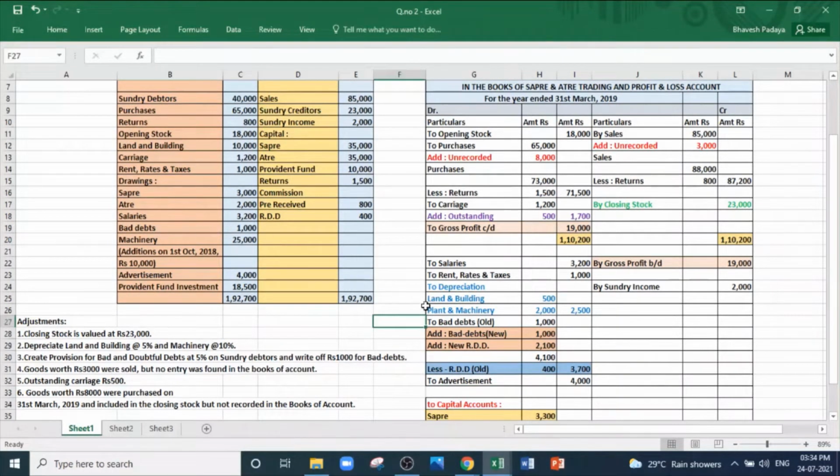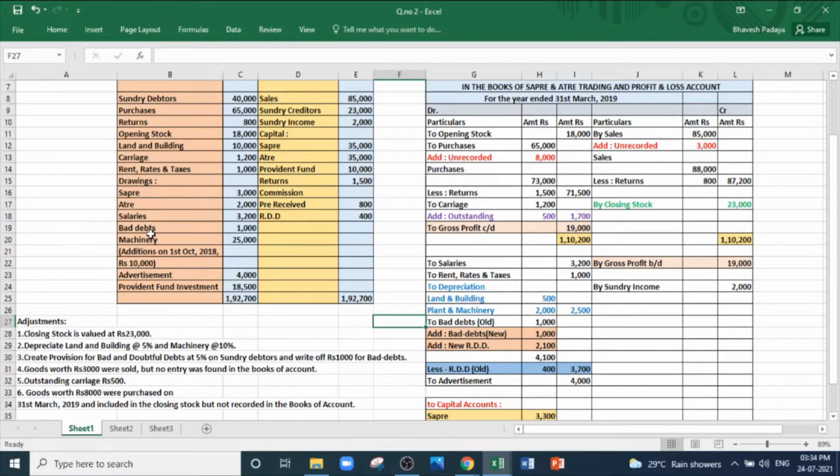Bad debts. Bad debts have a full format. Since we have all the items related to the bad debts, you have to leave 4 to 5 lines for that. Write bad debts 1000. These are the old bad debts. The format for bad debts is bad debts, that is old bad debts, add new bad debts, add new RDD, less old RDD. Old bad debts and old RDD are given in the trial balance.